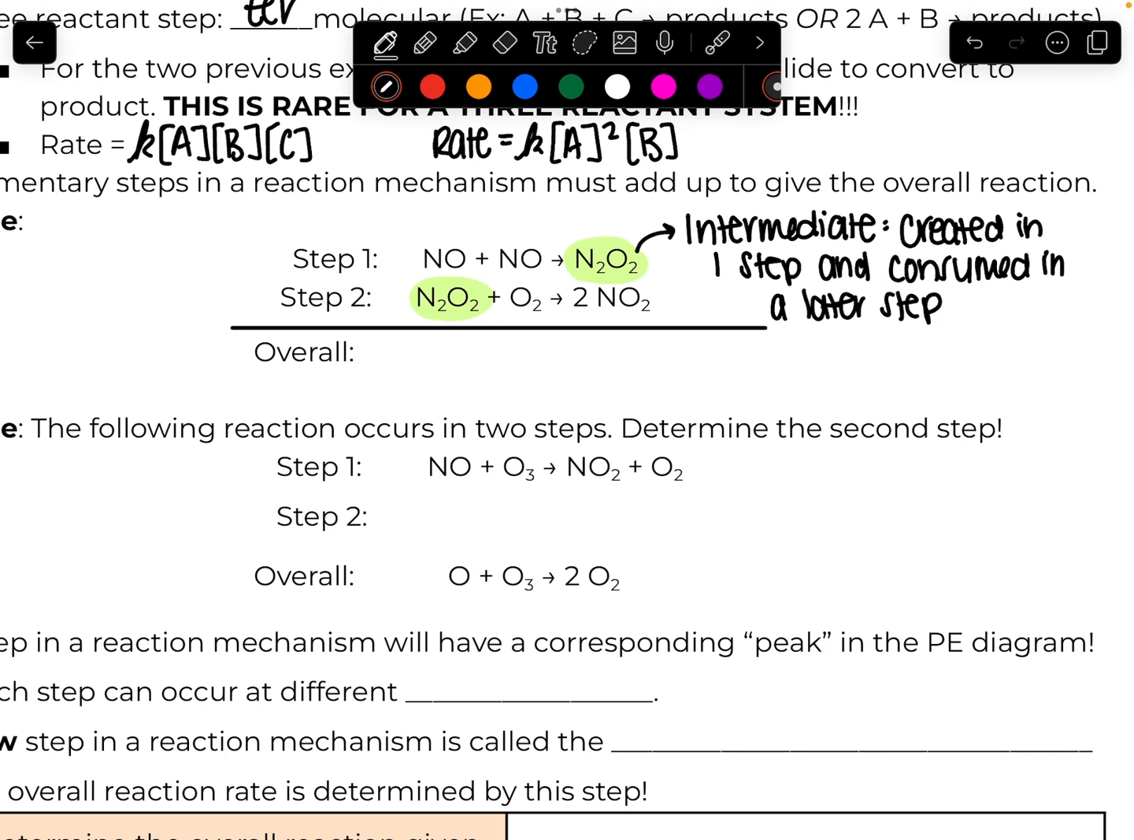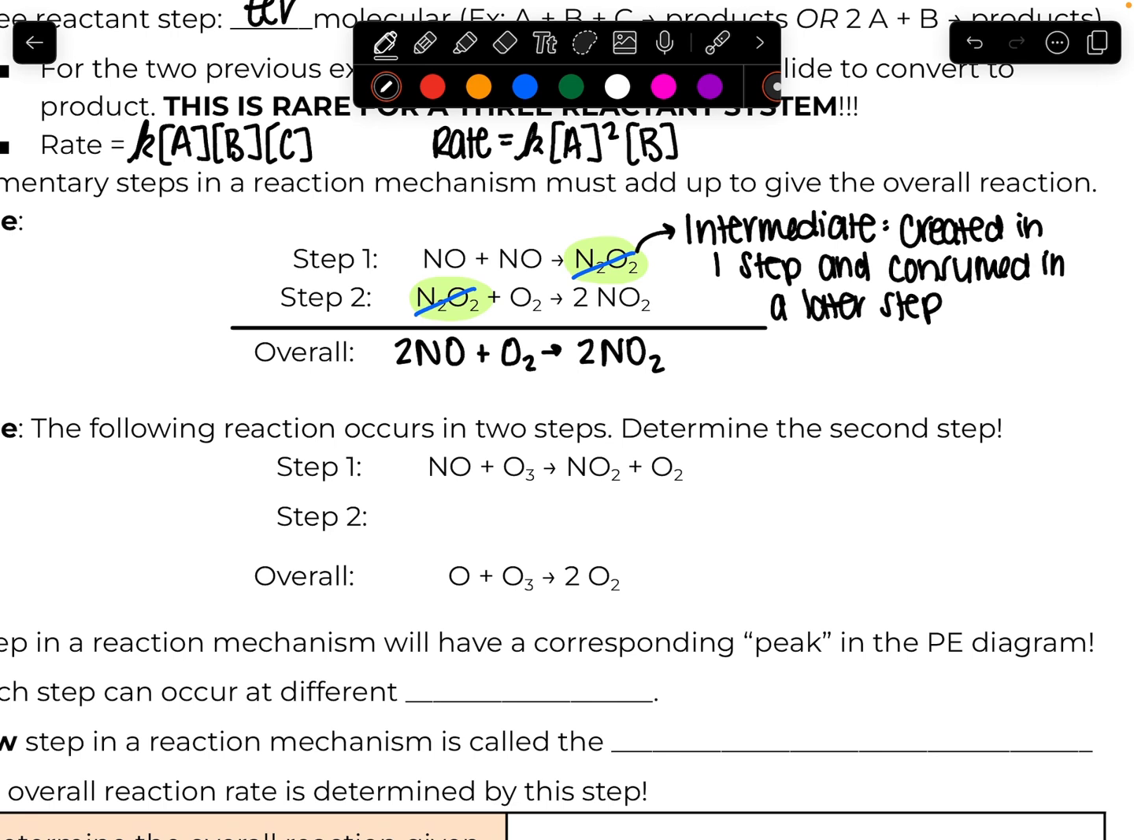So what this means is intermediates do not show up in your overall reaction equation. You produce it in one step, use it in the next step, so overall it's not important, right? So in our overall equation, we get rid of any reaction intermediates. So if I add down, I have NO plus NO, so overall I have 2 NOs. My oxygen is also a reactant, so that comes in here. And then what's left on the product side is just 2 NO2. So that would be my overall reaction that you see here.